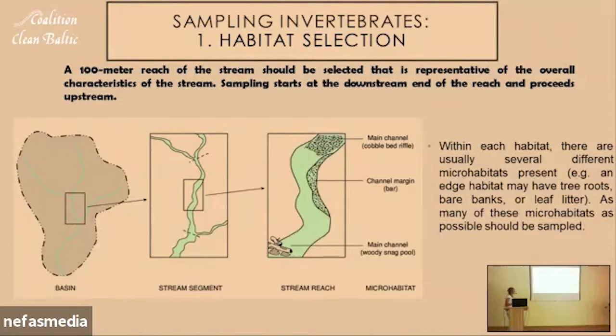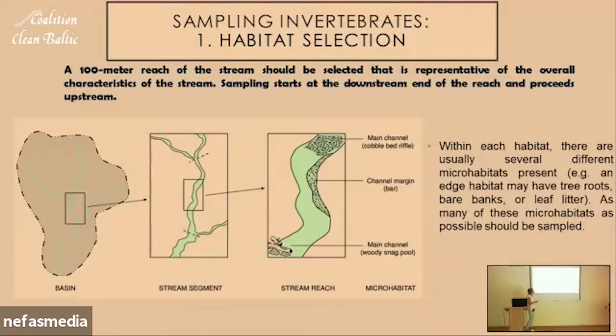So here, for example, you can see if you try to study a stream, you need to choose a segment of the stream which exhibits various habitats. Of course, it would be good if the chosen segment represents the major characteristics of the whole stream. But also, if you choose a segment with various habitats, you will collect various invertebrates, and you can provide some special characteristics about the full stream using this segment.